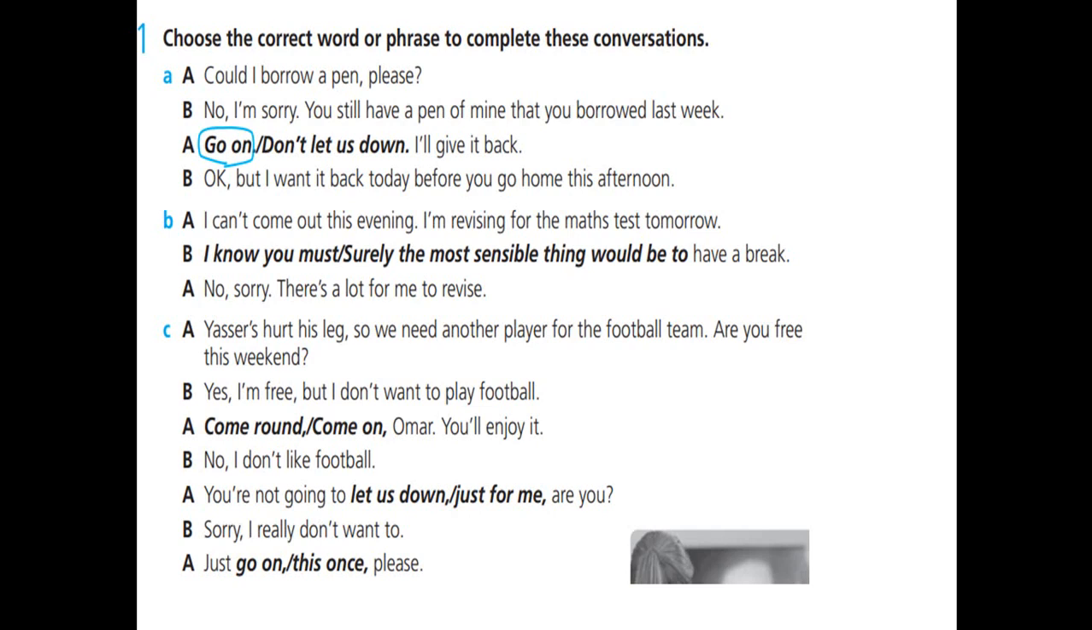I'm encouraging him. I'm persuading him. B. No, I don't like football. A. You're not going to let us down. Just for me. Are you? So, let us down or just for me? You're not going to let us down.